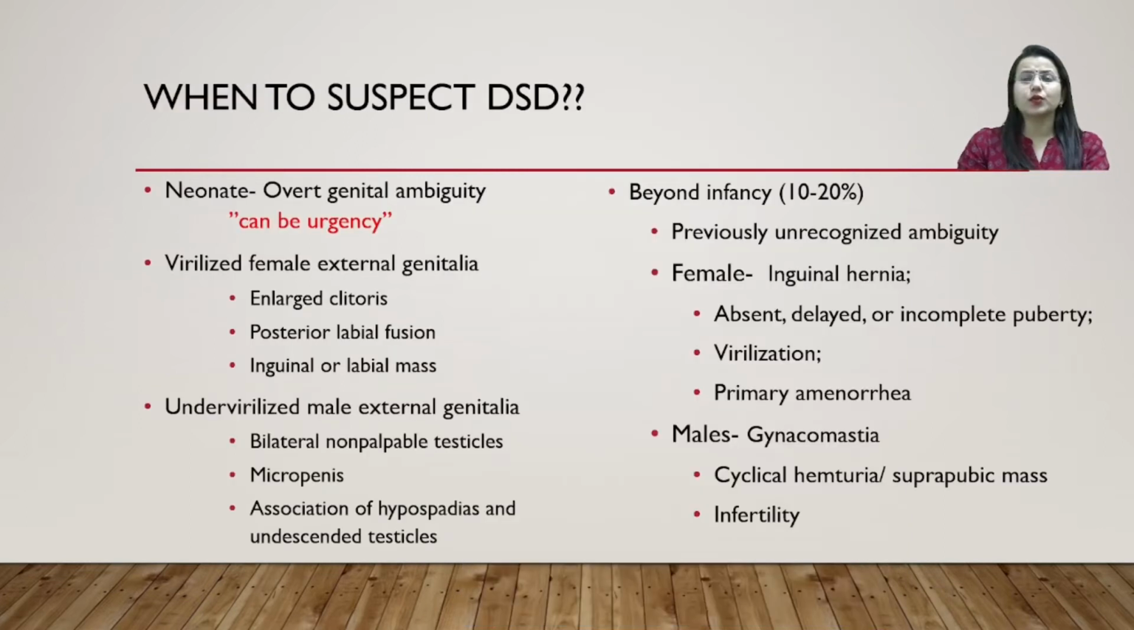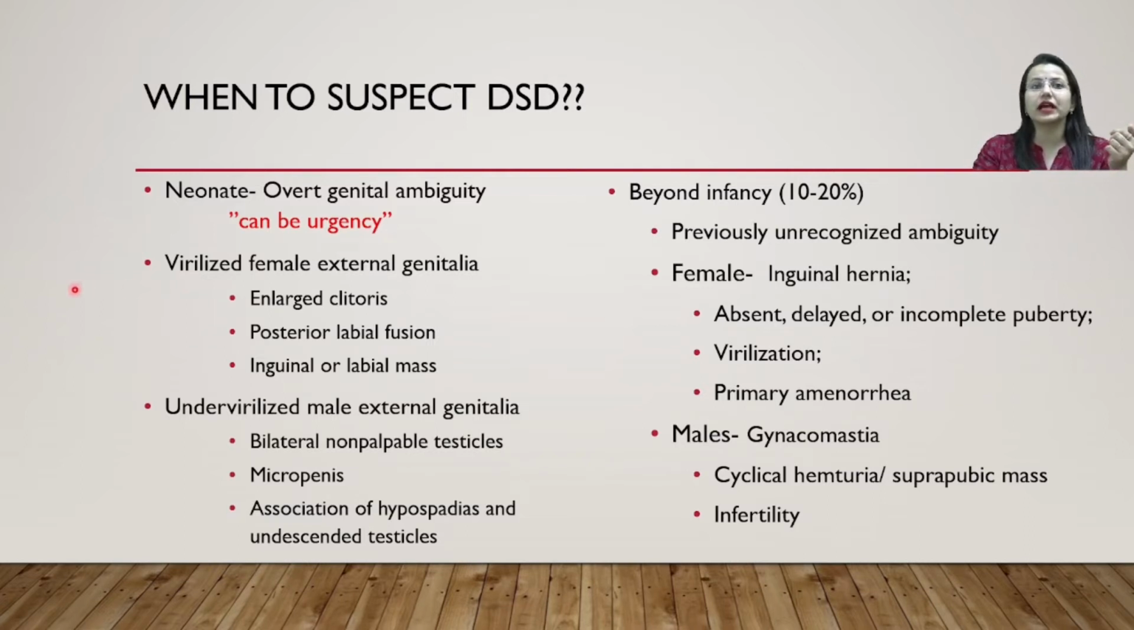So when do you suspect that a child has DSD? In the neonatal age they can present with overt genital ambiguity, or there can be an emergency situation where a child is suddenly dehydrated with hypotension and loss of salt in the body, and they can present to the emergency requiring urgent resuscitation, especially the male baby. Other presentations are seen in other age groups, beyond early infancy.